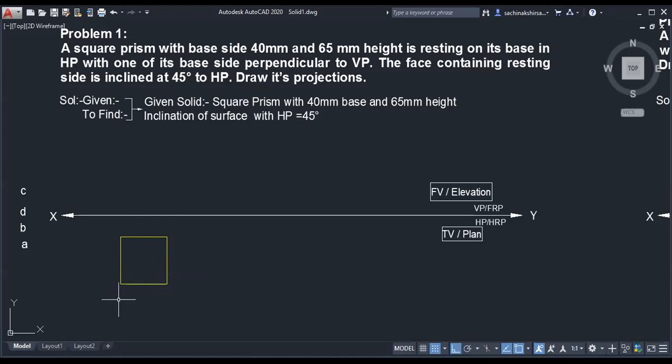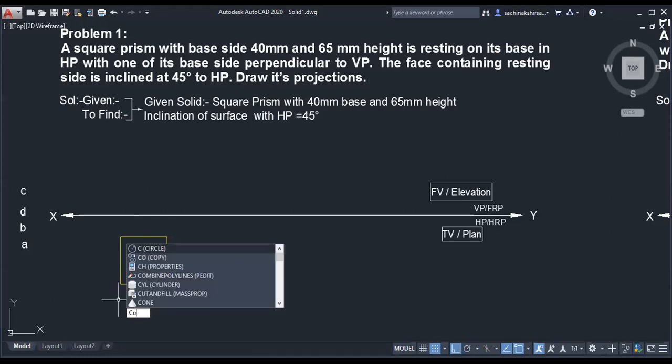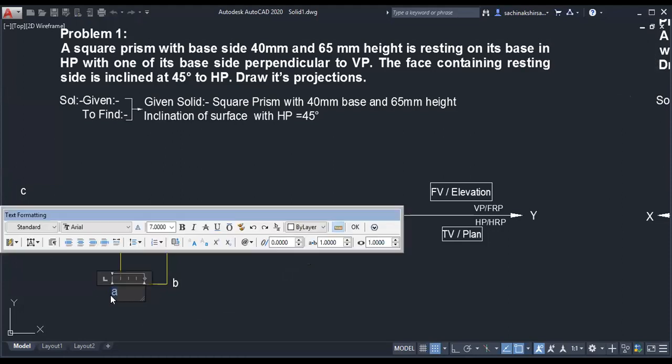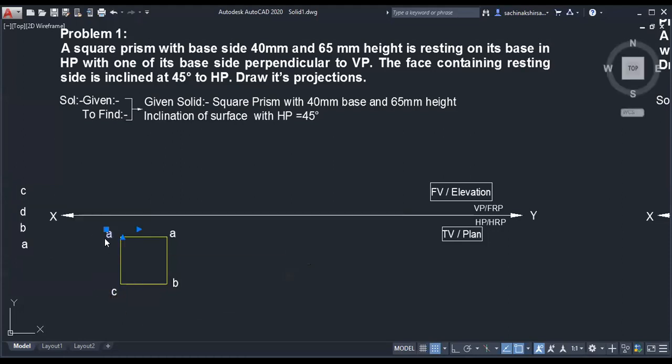So start with me now. This particular edge, I will give names A, B, C, D. I will start giving names from the right hand side: A, B, then this will be C, and this will be D. So this we have drawn as its base. Which side have we drawn, on which this prism will be resting till the end, perpendicular to VP?